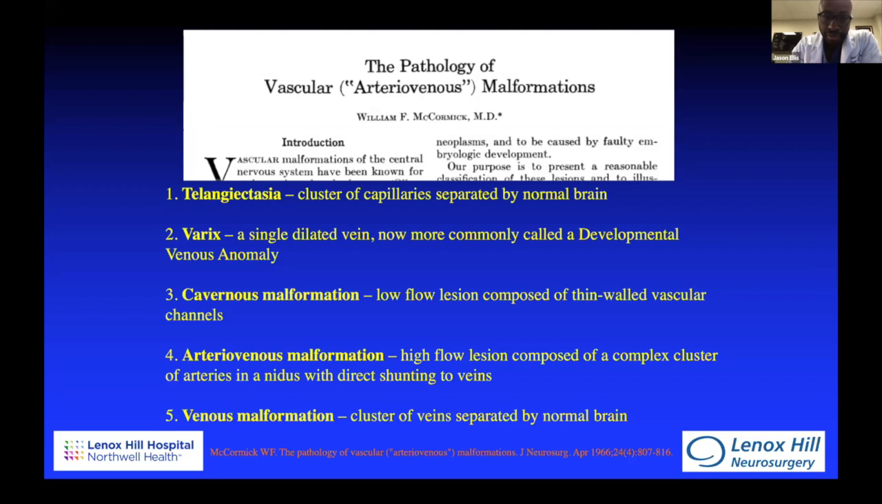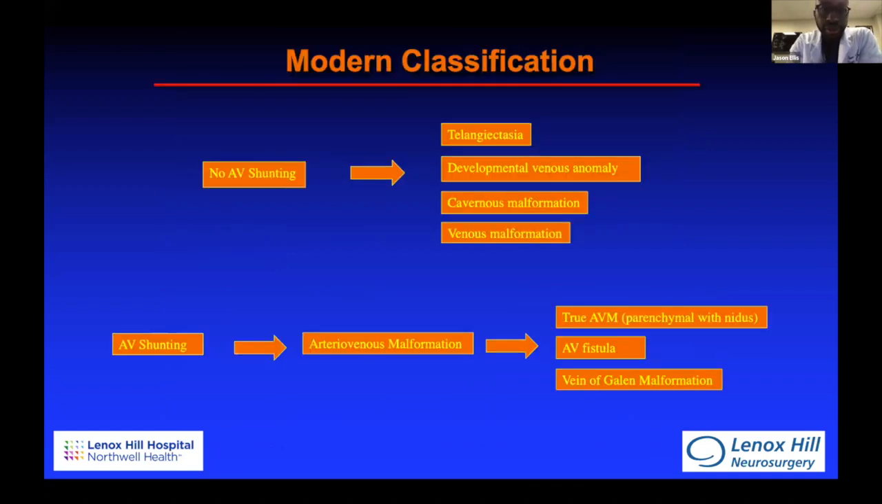And then there's venous malformation. These are less common, and these are really clusters of veins separated by normal brain. And I'll show you an example of a venous malformation. So McCormick was the original classification of these cerebral vascular lesions. Modern classifications have a number of ways in which they can be classified.